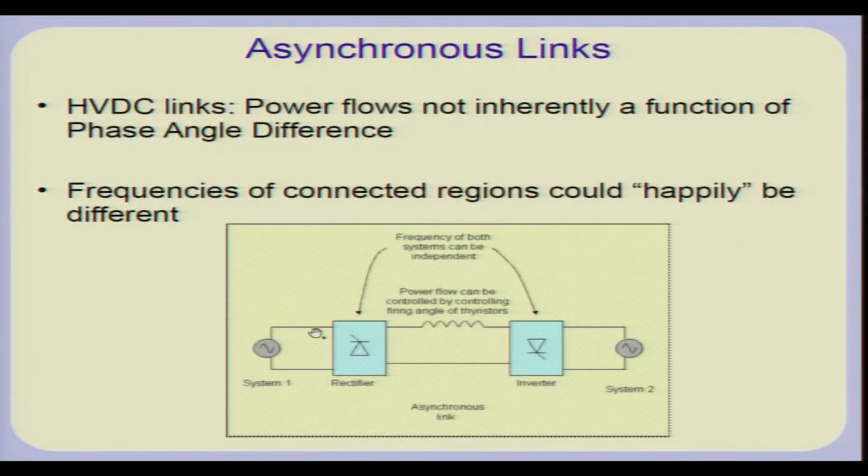What you need to do is measure the voltage here and the voltage here, and with today's global positioning satellite systems, you can accurately compute the phase angular difference between the two waveforms, because you can have a common time synchronized reference. Because you can measure the phase angular difference, you can make power flow a function of frequency by modulating the firing angle of the converters to be a function of the measured phase angular difference.